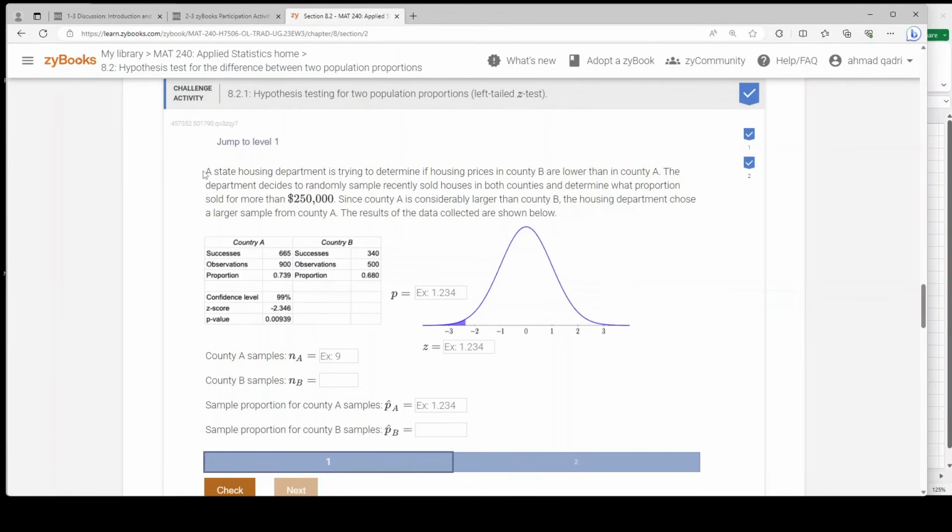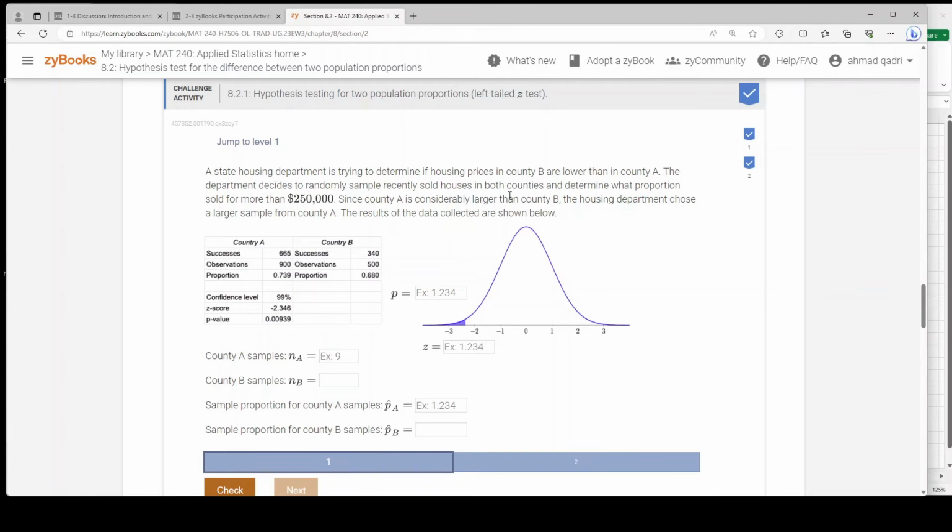This is challenge activity 8.2.1, and this is about hypothesis testing for two population proportions, and it's a left-tailed z-test. The question is, a state housing department is trying to determine if housing prices in county B are lower than in county A. So the department decides to randomly sample recently sold houses in both counties and determine what proportion sold for more than $250,000.